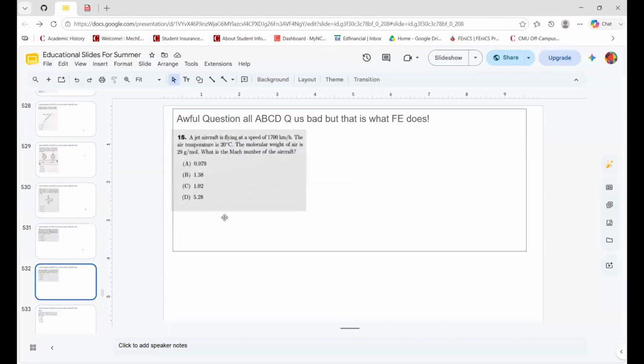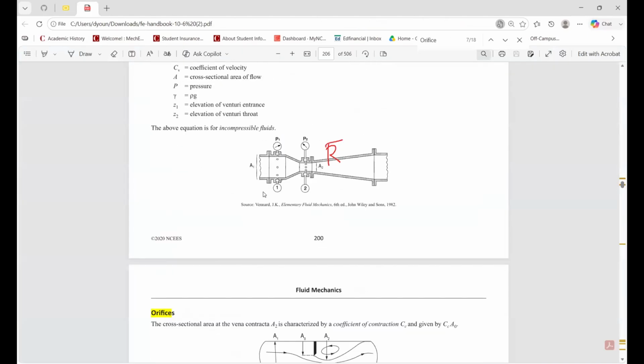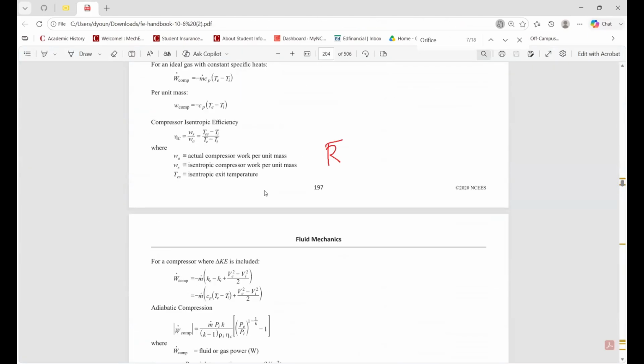But next question. This one is saying a jet aircraft is flying at 1,700 kilometers per hour. The air temperature is 20 Celsius. The molecular weight of air is 26 grams per mole. So you're going to make me do some molar calculation too. Great. What's the Mach number of the aircraft? Awesome. Well, we need C basically, and then we can get V and divide it by C. But the hardest part about this is doing R bar. And I hope they give me the formula, or I'm just going to say what is wrong with this whole thing.